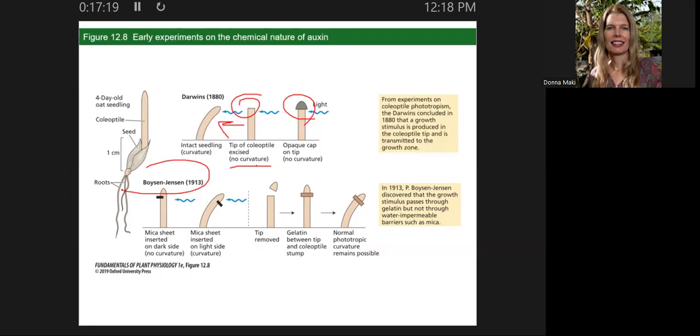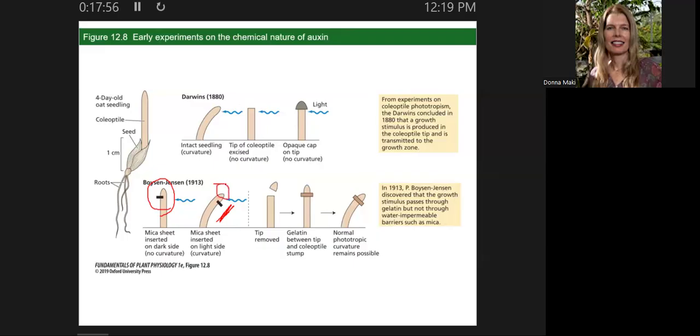And so again, they were showing that here, this was a nice one too, where they put a break here with a mica sheet so that if there is a chemical flowing down that side of the stem, the so-called dark side of the stem, the side that's not being lit by light, it didn't allow for any bending. But if they put the mica sheet on the illuminated side, it did get the bending.